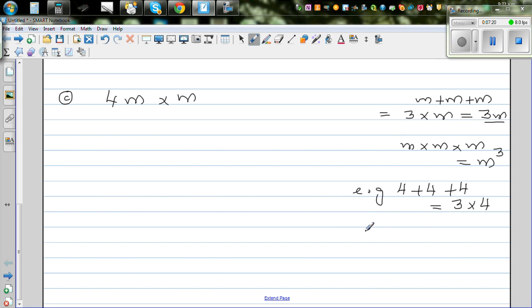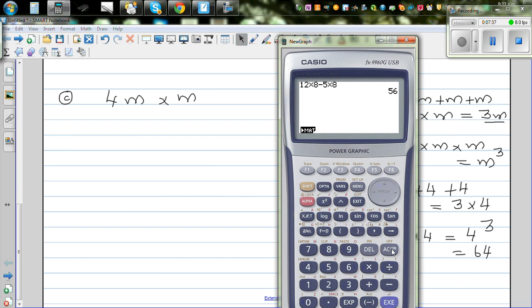But if it is 4 times 4 times 4, this is 4 times 4 is 16, and 16 times 4 is 64. This is 4 cube. Okay, and 4 cube is 64. So let me show you that on a calculator. So if you go 4 times 4 times 4 is 64. Or if you go 4 to the power 3 is 64. But if you go 4 plus 4 plus 4, this is 3 lots of 4, that is 12.